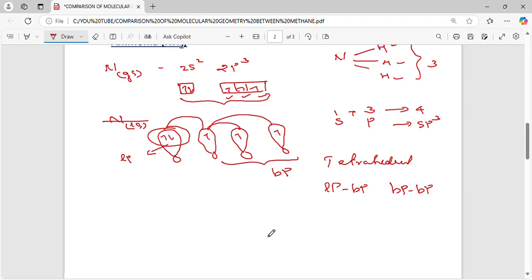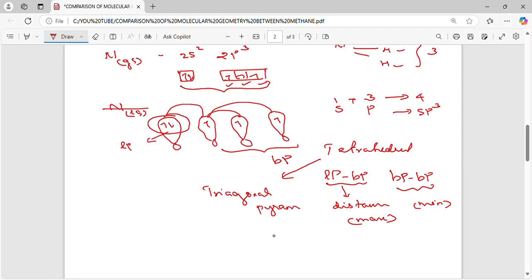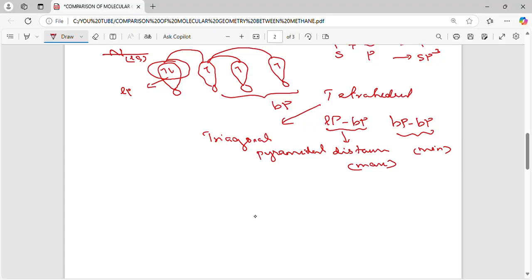So to minimize the repulsion between lone pair and bond pair, the distance between the lone pair and bond pair will be maximum, and the distance between bond pair and bond pair will be minimum. So there will be a change from the normal tetrahedral behavior to another geometry which is called trigonal pyramidal geometry. Trigonal pyramidal. And I will draw how to represent the trigonal pyramidal geometry.